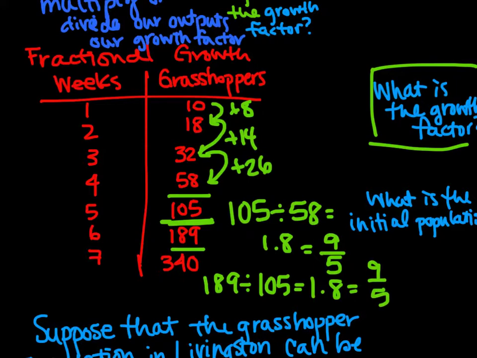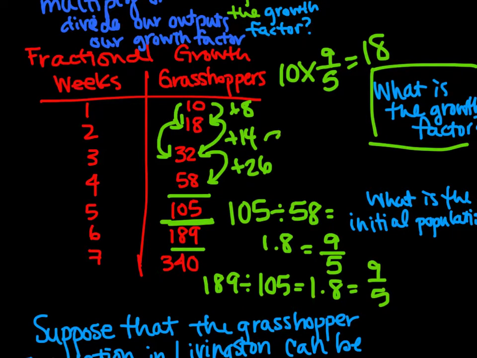Let's see if that works for the 10 to 18. If I multiply 10 by 9/5, I should get 18. And if I did 10 times 9/5, I do get 18. So that's kind of cool. 18 times 9 divided by 5 gets me 32.4, or 32 if I were to round. So I'm seeing a growth factor of 9 divided by 5, or 1.8. That is a fractional growth pattern.